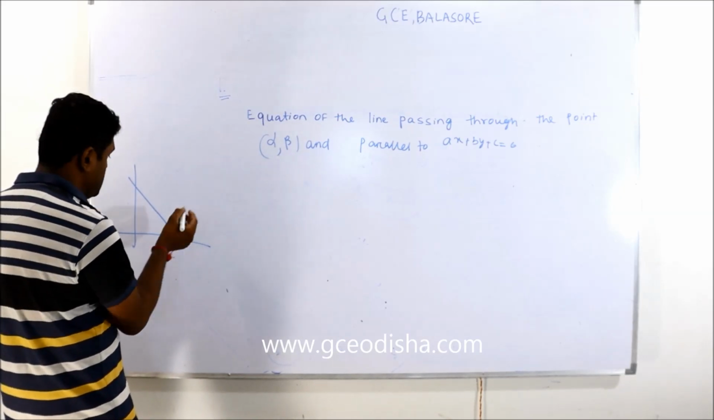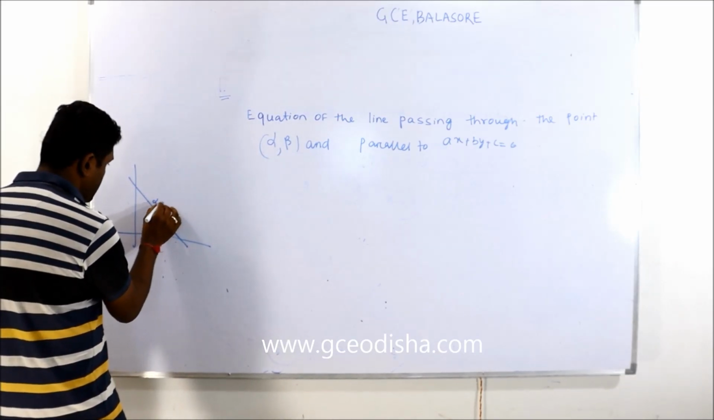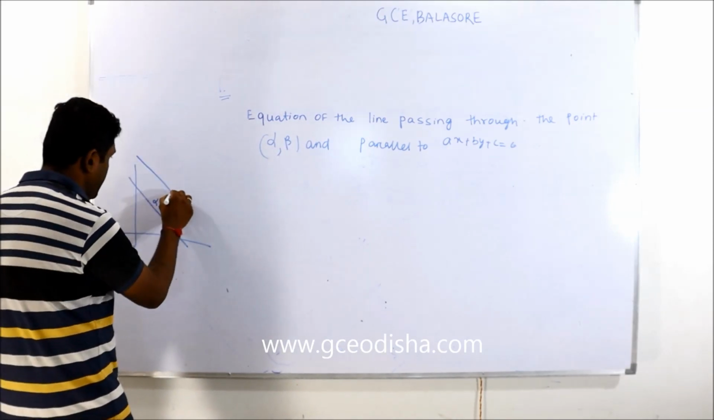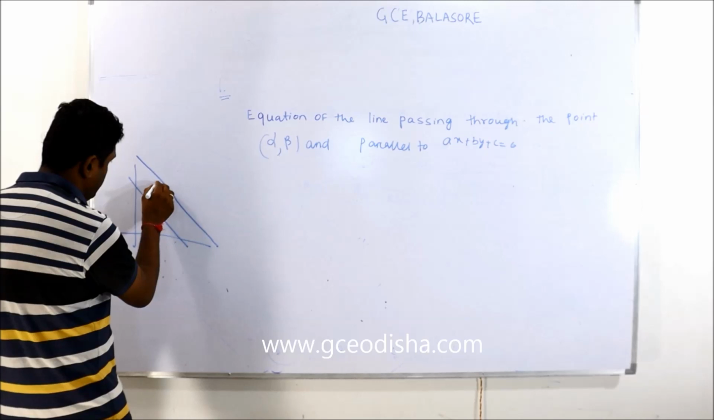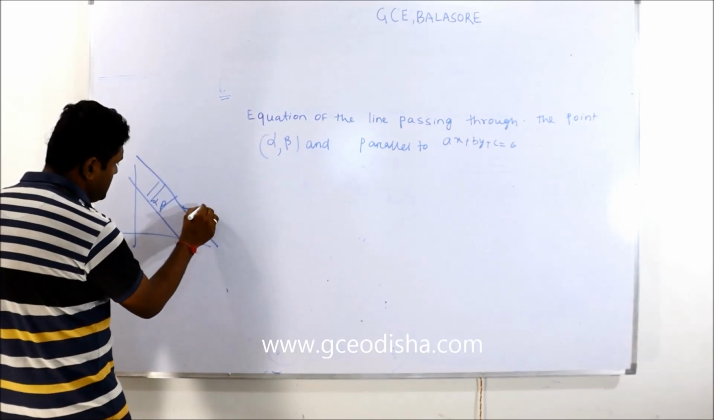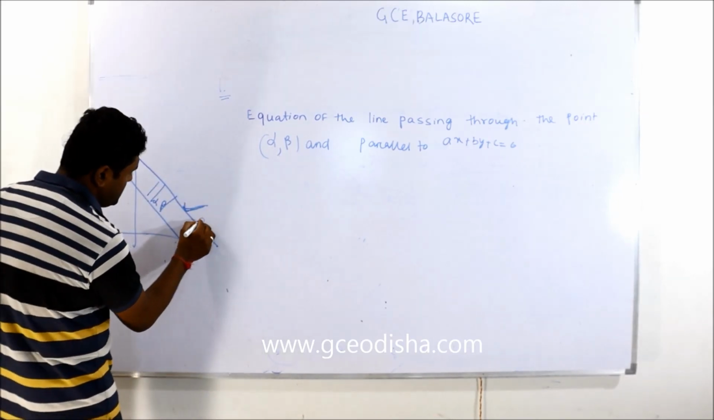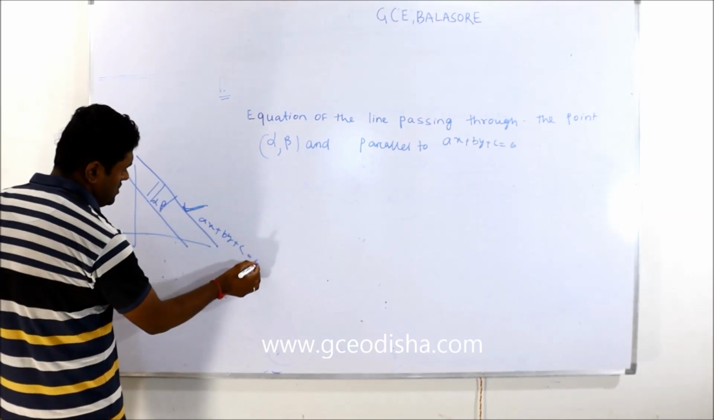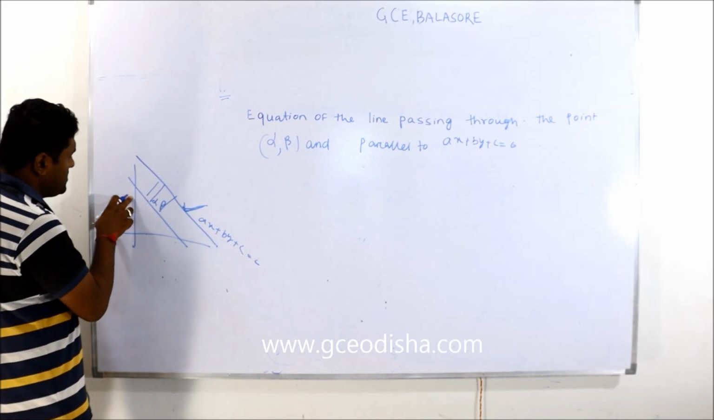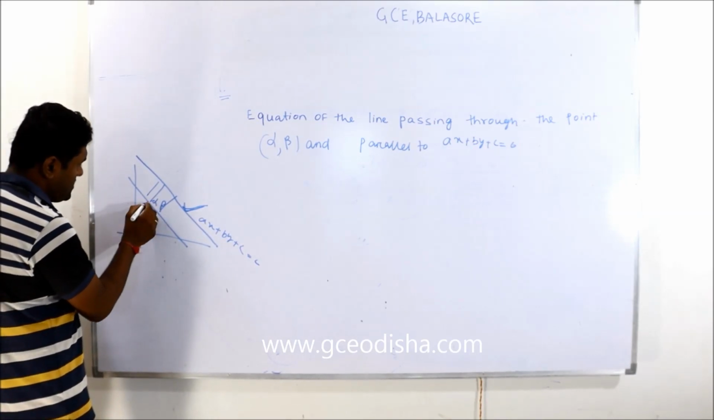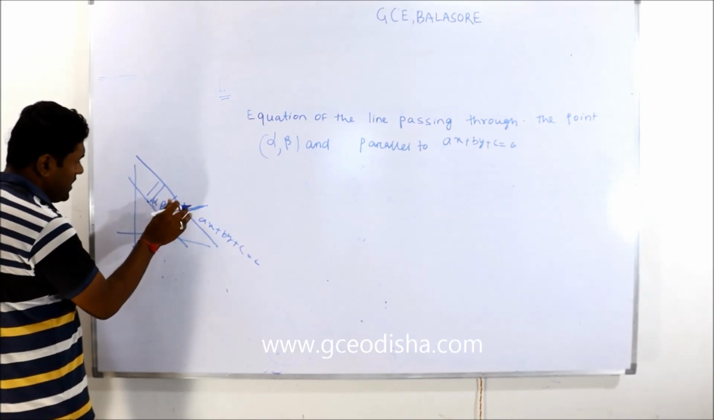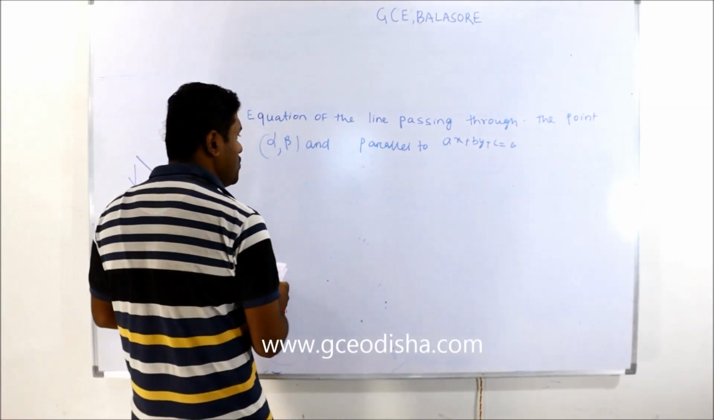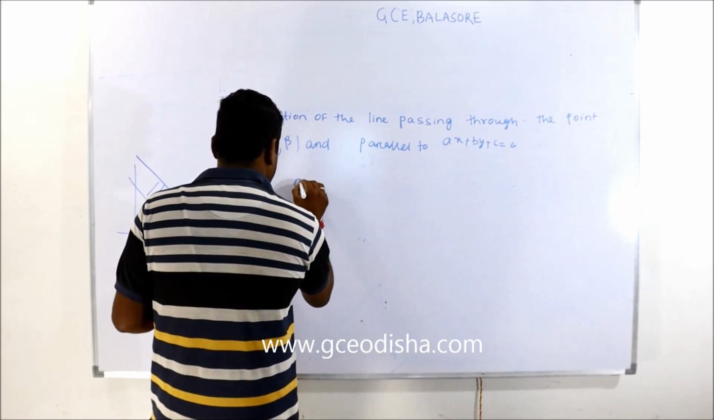Equation of the line passing through this point alpha beta, and parallel to this line. When this line is parallel, they give the equation of the line Ax plus By plus C is equal to 0, and they ask to find the equation of the line passing through the point alpha beta and parallel to this line. That is the easiest way to remember it.